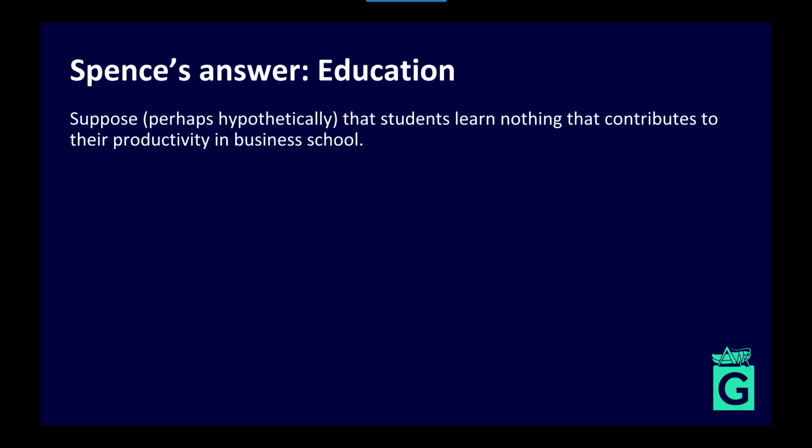So what is a good signal? Well, Spence said the answer is education. Why? Let's make an extreme assumption. Let's assume that you learn absolutely nothing when you go to a business school. Zero. And everybody knows this. They know that when you go to school, the professors teach you nothing. What's the value of going to school? What do you think?